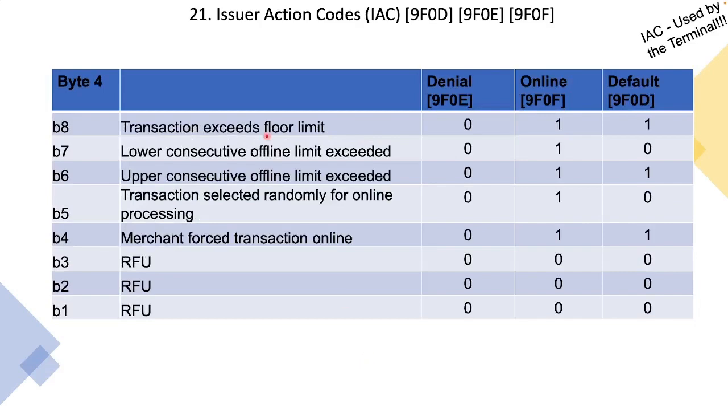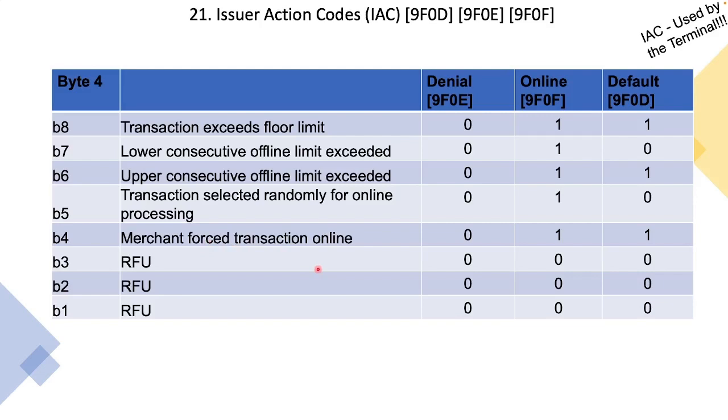Byte 4. Okay, in this byte we look at transaction exceeds floor limit. Okay, we're looking at lower consecutive offline limit, upper consecutive. These are your velocity checks, your number of transactions, your LCOL and UCOL values. Was a transaction selected randomly for online processing?